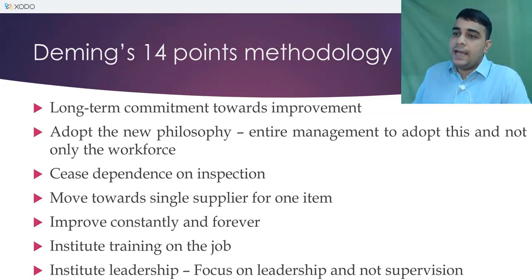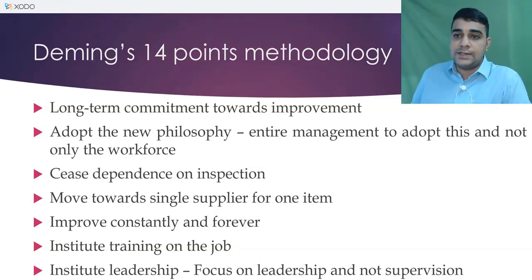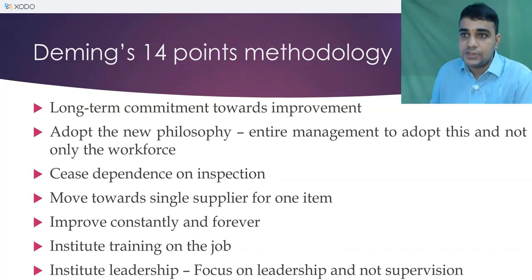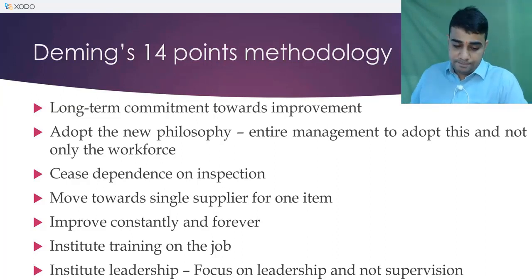But Deming has said that an organization should somewhere stop their dependence on inspection as an activity. Inspection is not going to ensure quality improvement. Inspection does not lead to improvement in quality. In fact, inspection exists because you are not confident about the product quality.